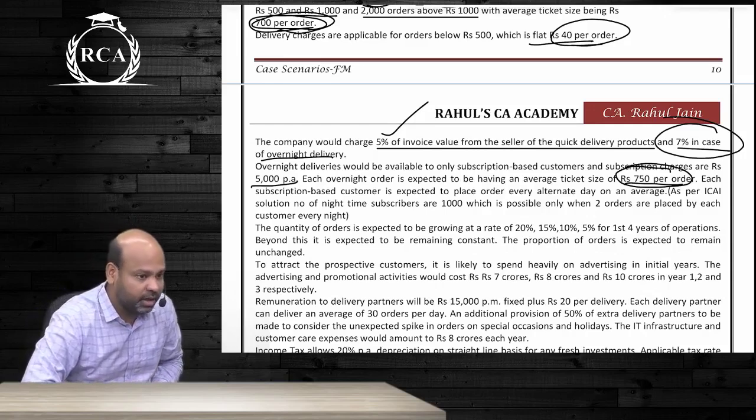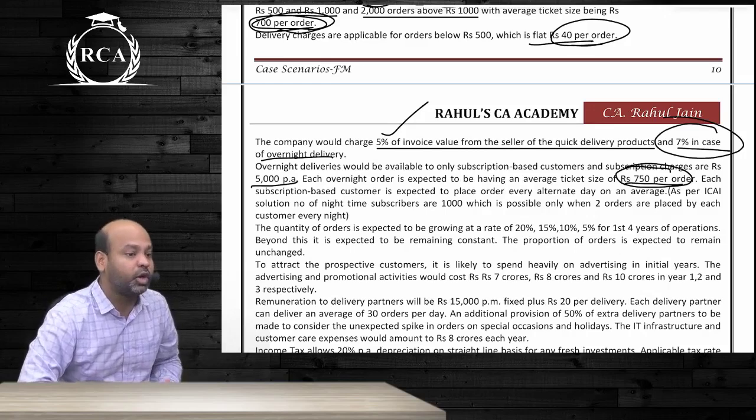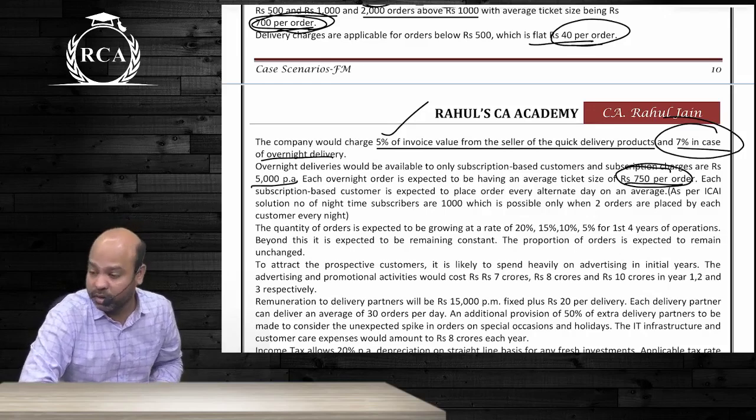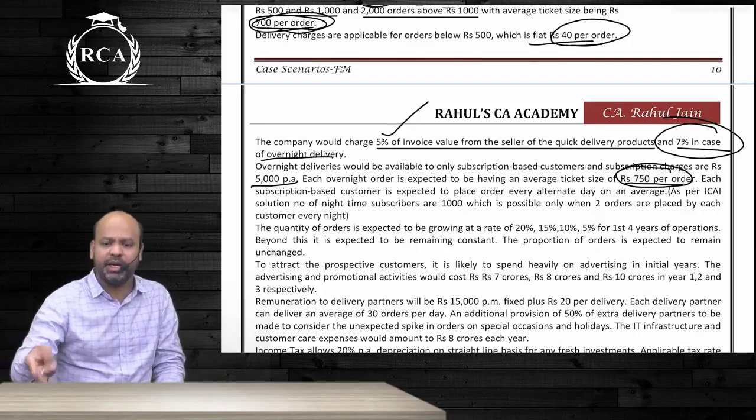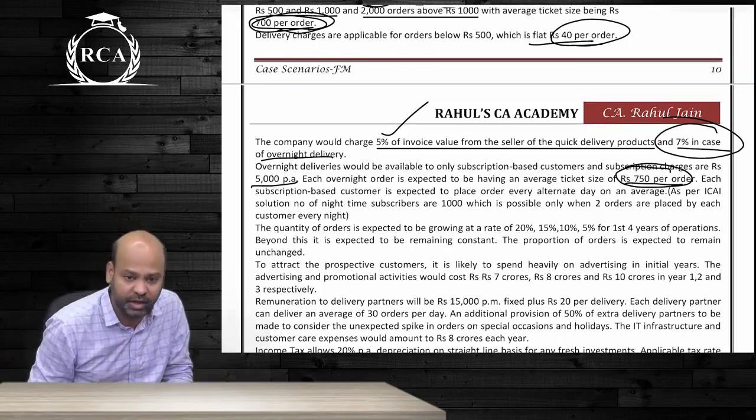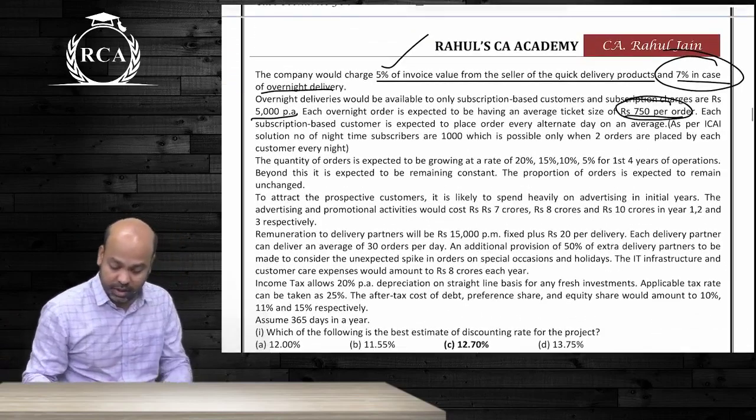समझ में आ रहा है, नहीं आ रहा है? It should have been 4,000 customers who are paying subscription, not 1,000. If 4,000 customers and everyone places an order every alternate day, that is where you receive 2,000 orders every night. Are we clear? That is the first mistake, guys.